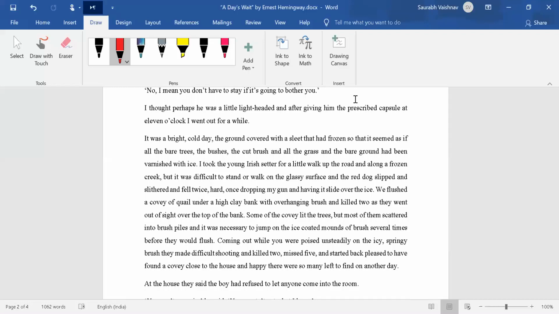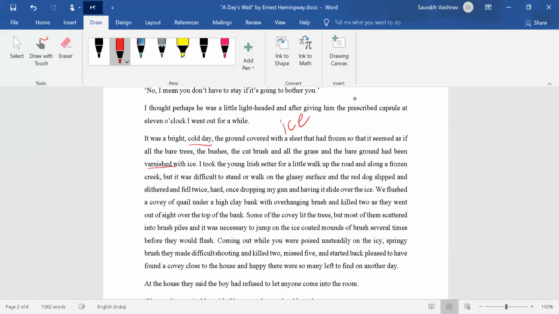It was a bright but cold day. The ground was covered with a sleet that had frozen, so that it seemed as if all the bare trees, the bushes, the cut brush, and all the grass and the bare ground had been varnished with ice. Varnished. It was a cold day. So the ground and everything on the ground was covered with ice. It was frozen with ice.